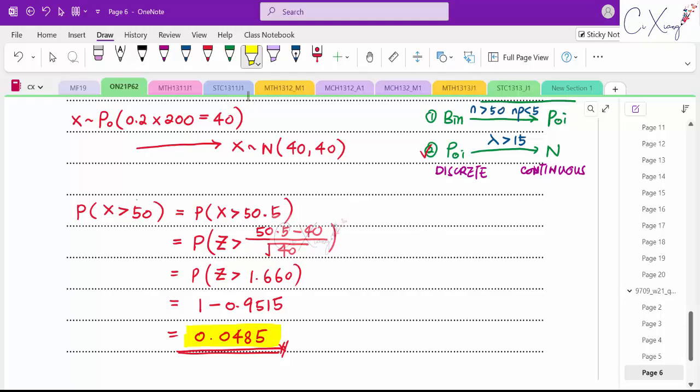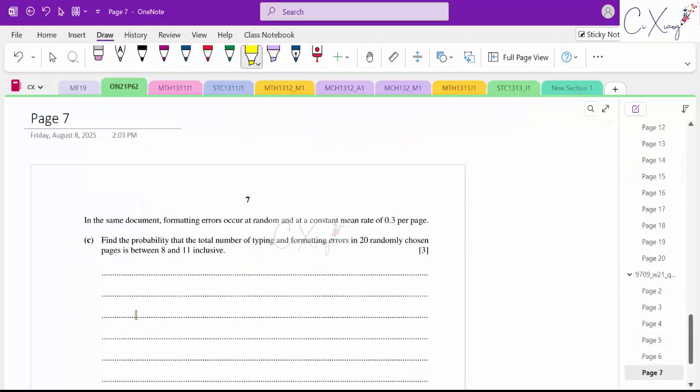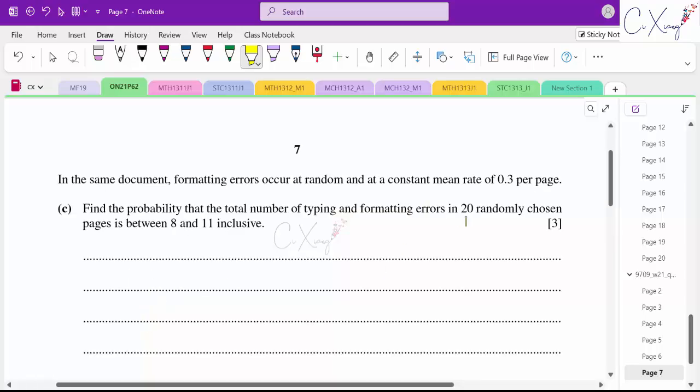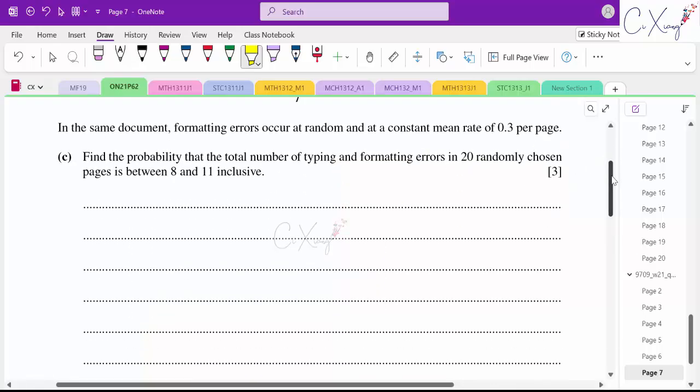Okay, this is how we solve part B. Then let's continue to part C. In the same document, there is a formatting error. Just now one was the typing error, and now they have another type of error, which is the formatting error, occurring at random at a constant mean rate of 0.3 per page.